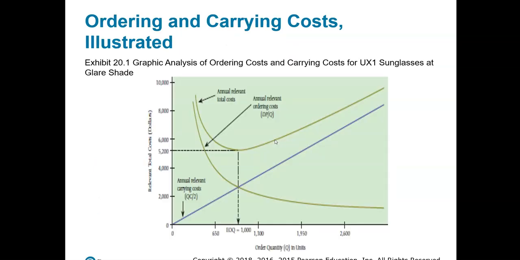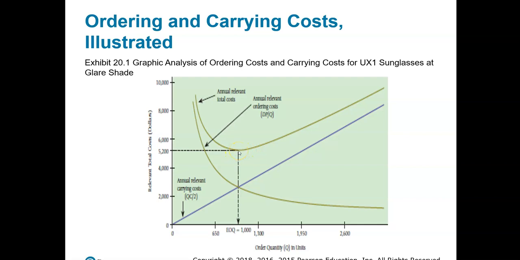Now, as we see here in Exhibit 20-1, and you can actually see this on page 782, the economic ordering quantity model for Glare Shade Company, the illustration that's in the book, shows the optimal order quantity is 1,000 units. And when we look at 1,000 units, our total relevant order costs are $5,200. That's where it's minimized on this graph. That's the bottom point on this graph.